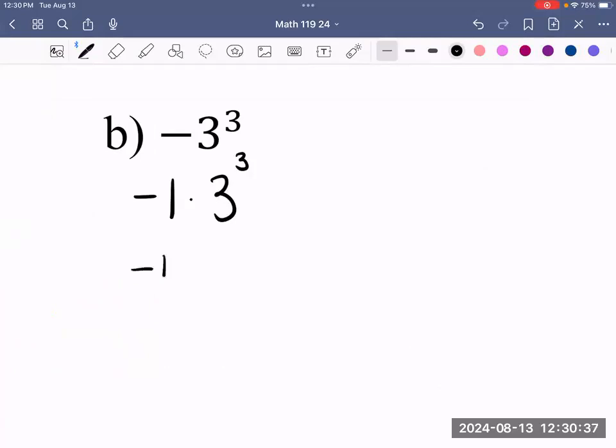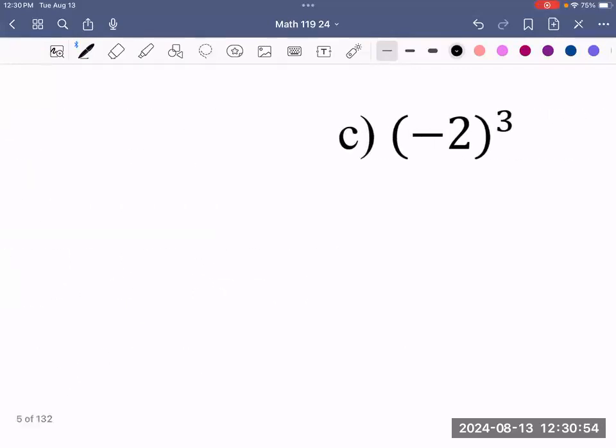And then we can multiply out 3 to the third: 3 times 3 times 3 for -27. So if you don't have parentheses, that negative is going to remain. Whereas on one like C, it has the potential to lose the negative.